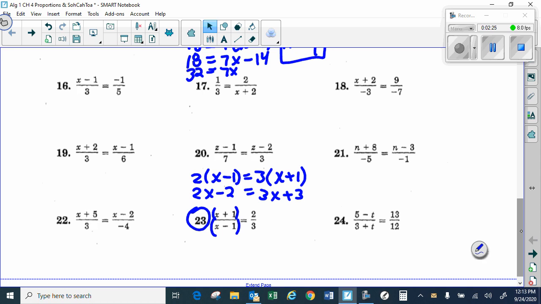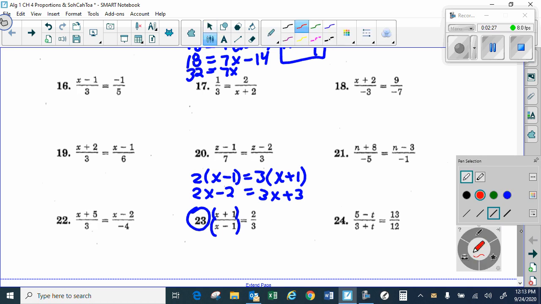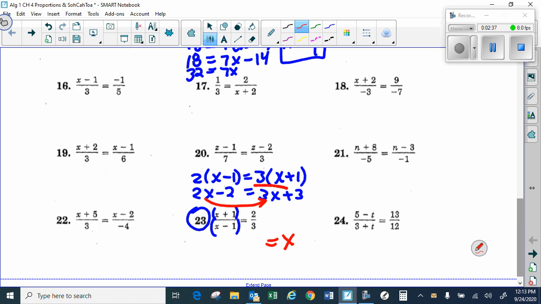Let's change the color now. Okay, and remember I always want to bring the smaller number of variables to the bigger side, so I end up with a positive. So 3x minus 2x is 1x, which means I'm moving the constant to the other side, subtracting 3 from both sides. Negative 2 minus 3 is negative 5.